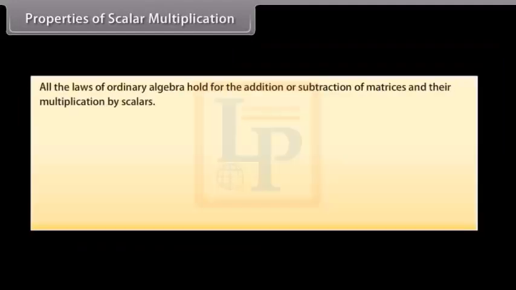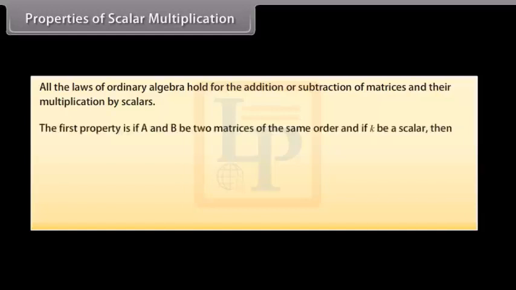Properties of scalar multiplication. All the laws of ordinary algebra hold for the addition and subtraction of matrices and their multiplication by scalars. The first property is, if A and B are two matrices of the same order and K is a scalar, then K into A plus B is equal to K into A plus K into B.